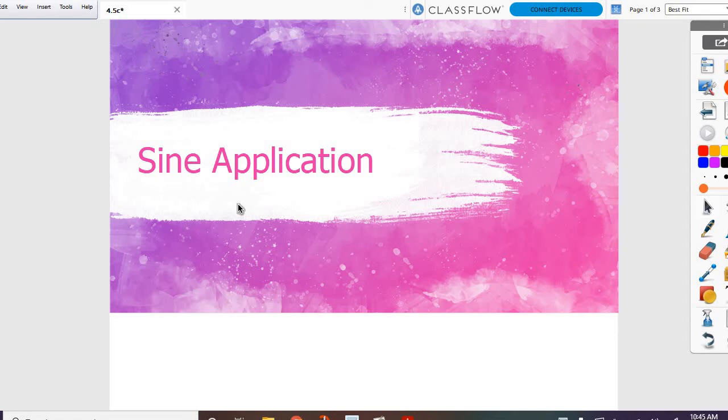So now that we've covered all of our transformations for our graphs, we're going to take it a step further. We're going to look at some applications that we can do with our sine and cosine graph. We're going to focus on the sine application, but just know that the cosine applications would follow very similarly.